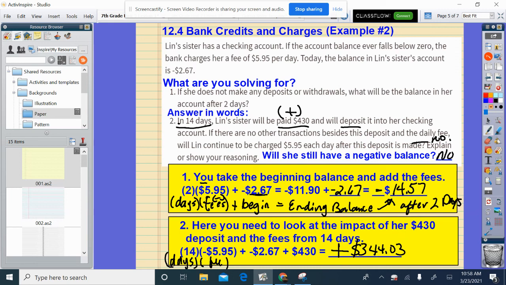So this is how we apply signed numbers and multiplying and adding and dividing in word problems. Make sure you fill out your guided notes with these examples and let me know if you have any questions. Thank you.